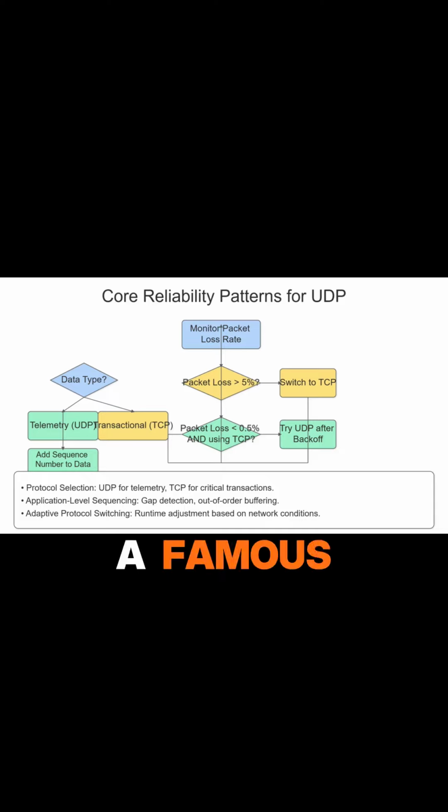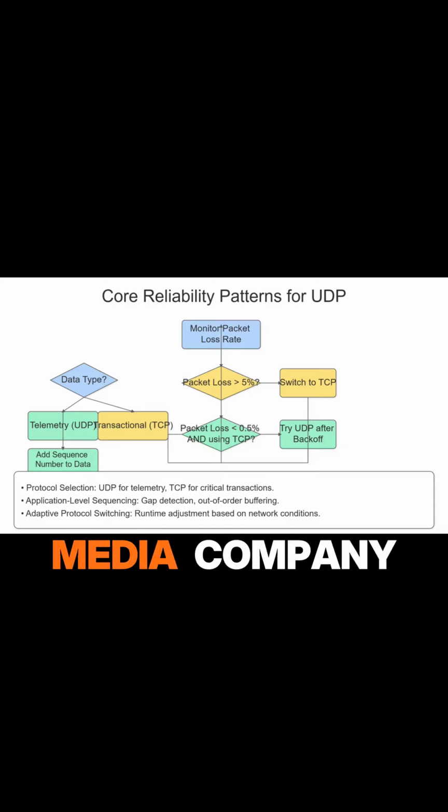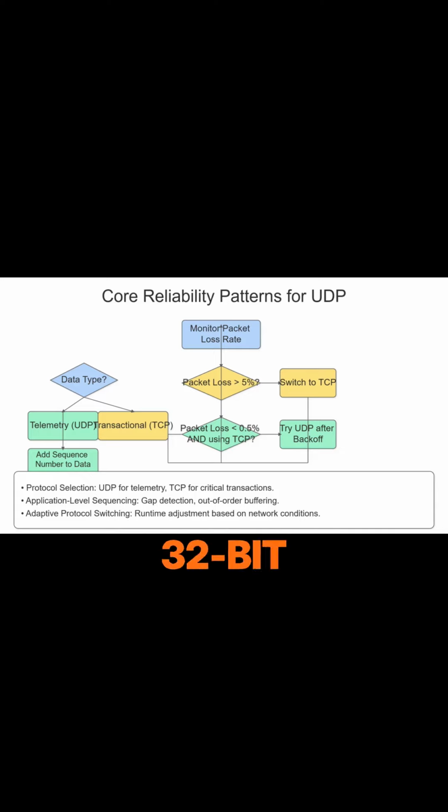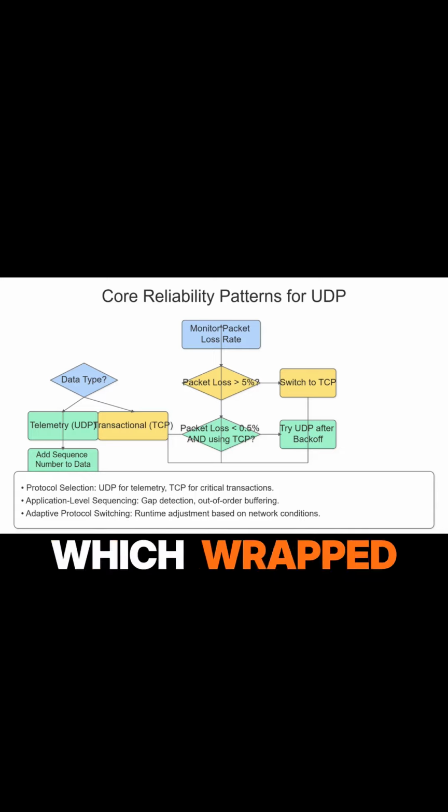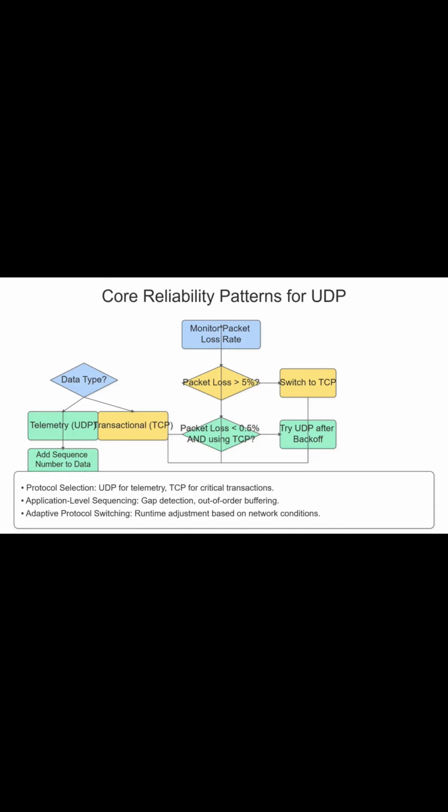packets. A famous production incident at a large social media company highlighted the danger of using 32-bit sequence numbers, which wrapped too quickly, causing chaos.